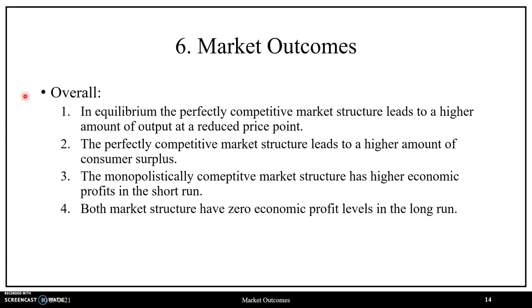And overall then, in equilibrium, the perfectly competitive market structure leads to a higher amount of output and reduced price point in which higher amounts of consumer surplus existed in both the short and long run, whereas the monopolistic competitive market structure led to a higher amount of economic profits in the short run, but both market structures led to zero economic profits in the long run.